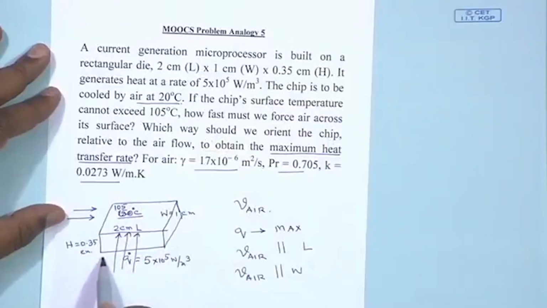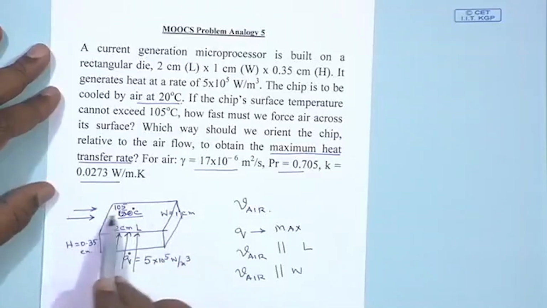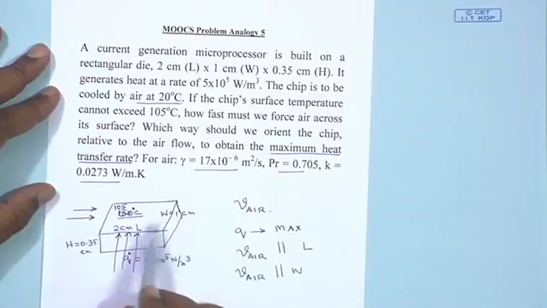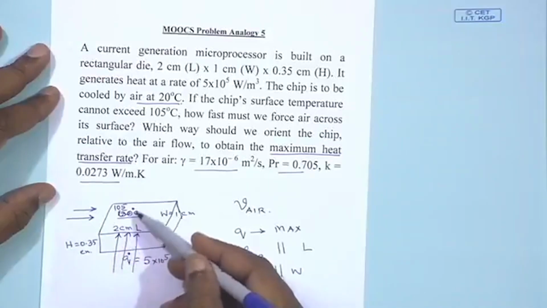So, we would solve the problem which I have introduced towards the end of the last class, which is you have some sort of a microprocessor which is built on a rectangular die whose sides are 2 centimeter and 1 centimeter, which has to be kept at 105 degree centigrade, and you are going to have airflow either along this length L or along the width W.